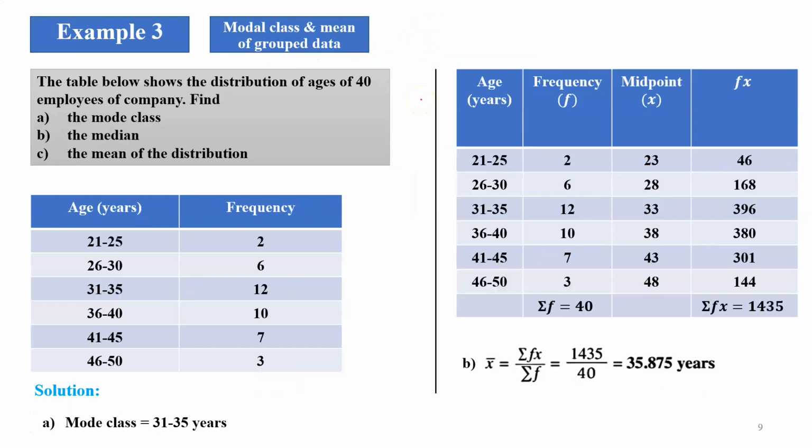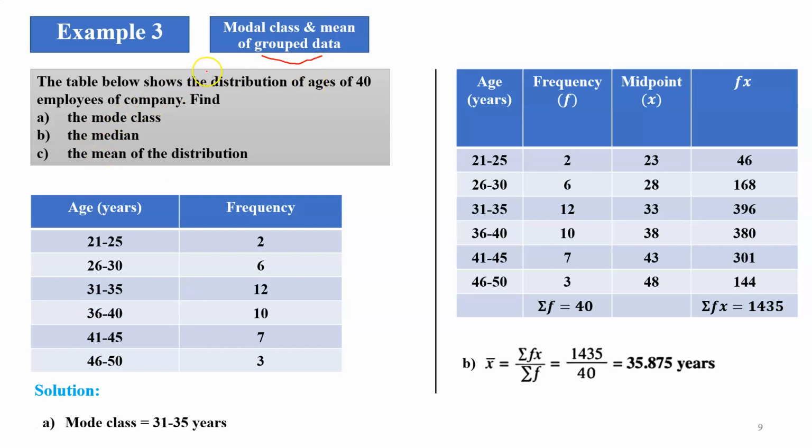Okay, let's see example 3. For example 3, this is for group data. Group data means the one with the interval class over here. You see, you have 21 until 25, and so on, until 46 until 50. So that one is your group data. Okay, so don't get confused about what is grouped and what is ungrouped.